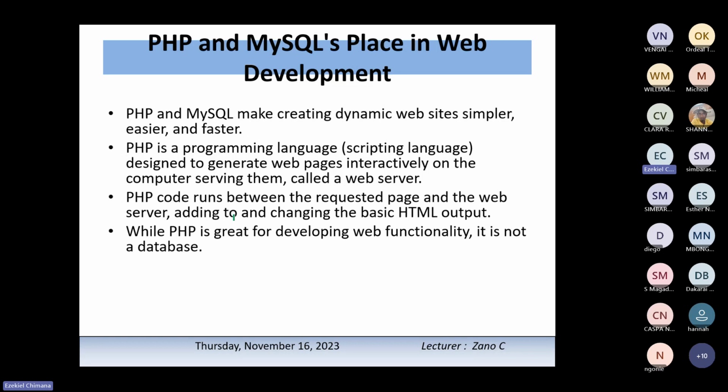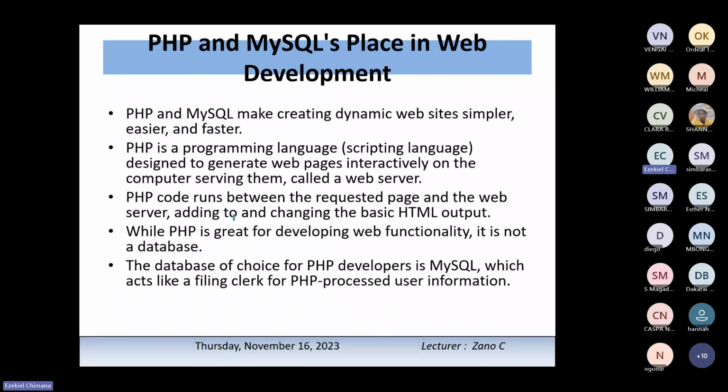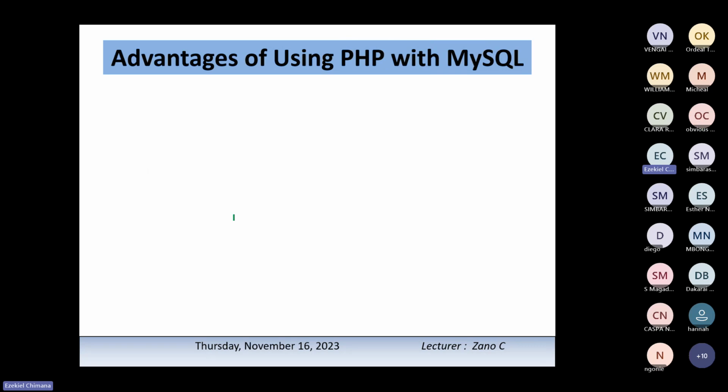So while PHP is great for developing web functionality, it is not a database. So you need a database. The database of choice for PHP developers is MySQL, which acts like a filing clerk for PHP processed user information. So in other words, MySQL and PHP were both developed with the other language in mind, right?